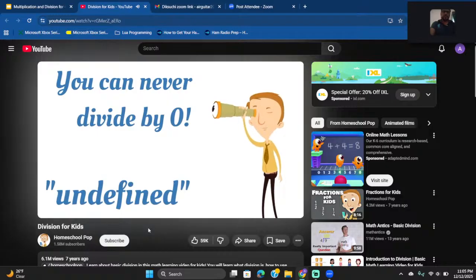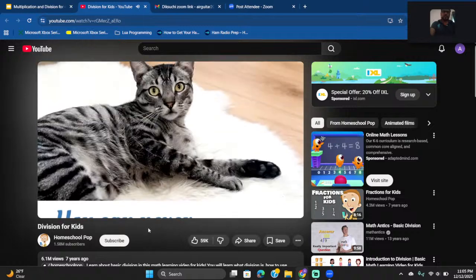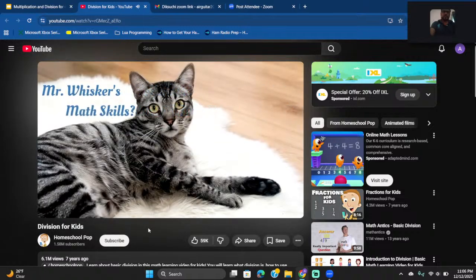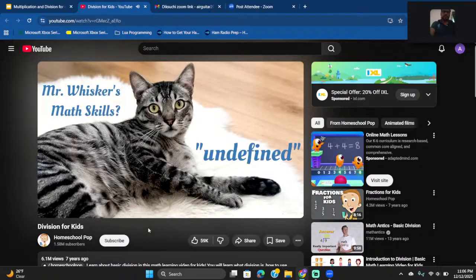It's impossible. Kind of like Mr. Whisker's math skills. Does Mr. Whiskers do math in his head all day long? Who knows? His math skills are undefined. We just don't know. It's impossible to know. You know, Mr. Whiskers might know how to do division. Who knows? Undefined. You can't divide by 0.